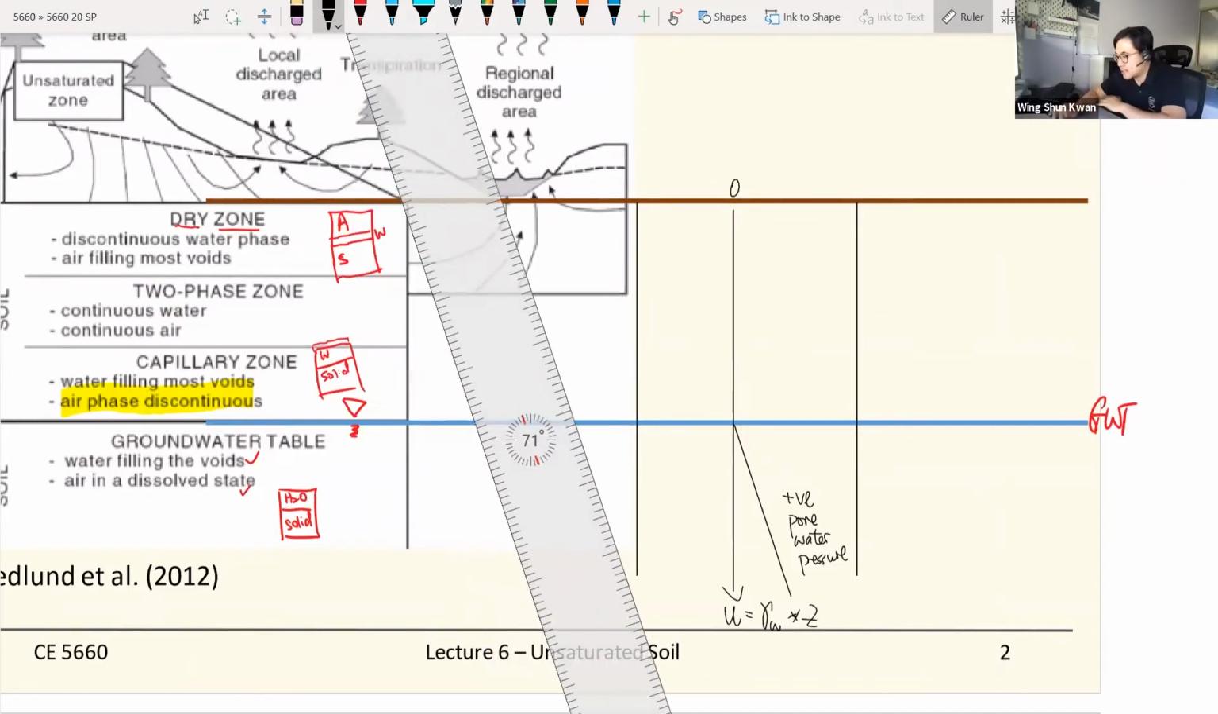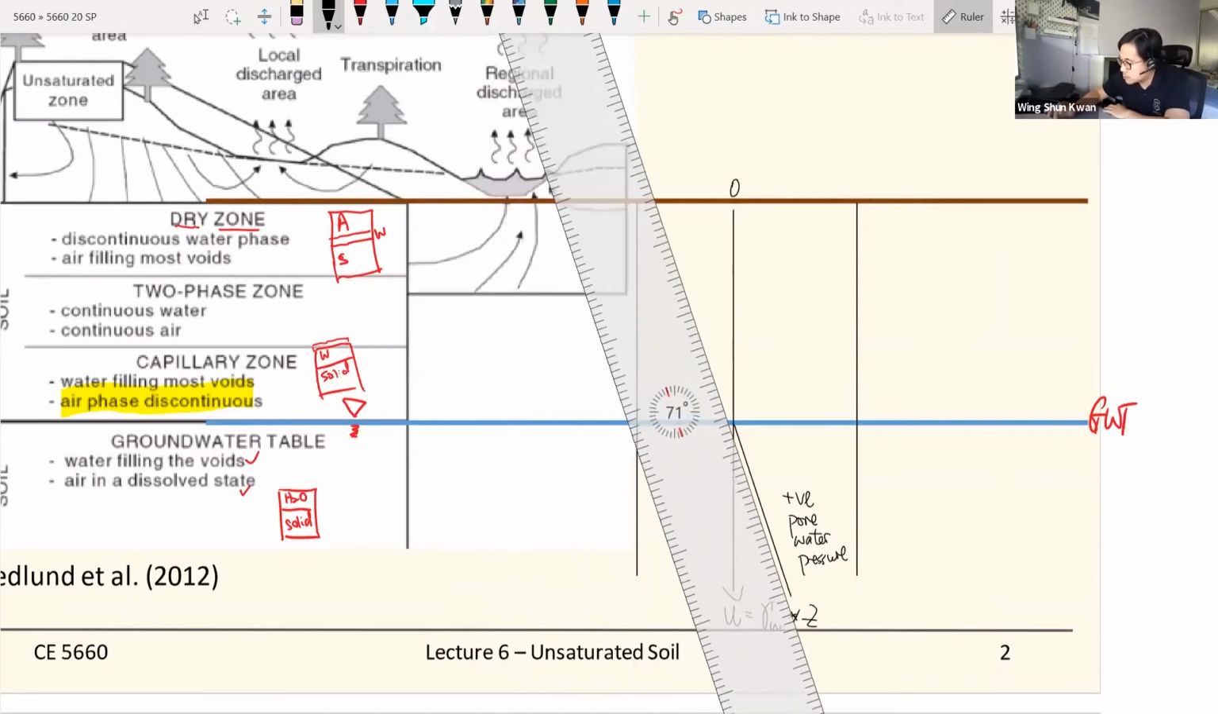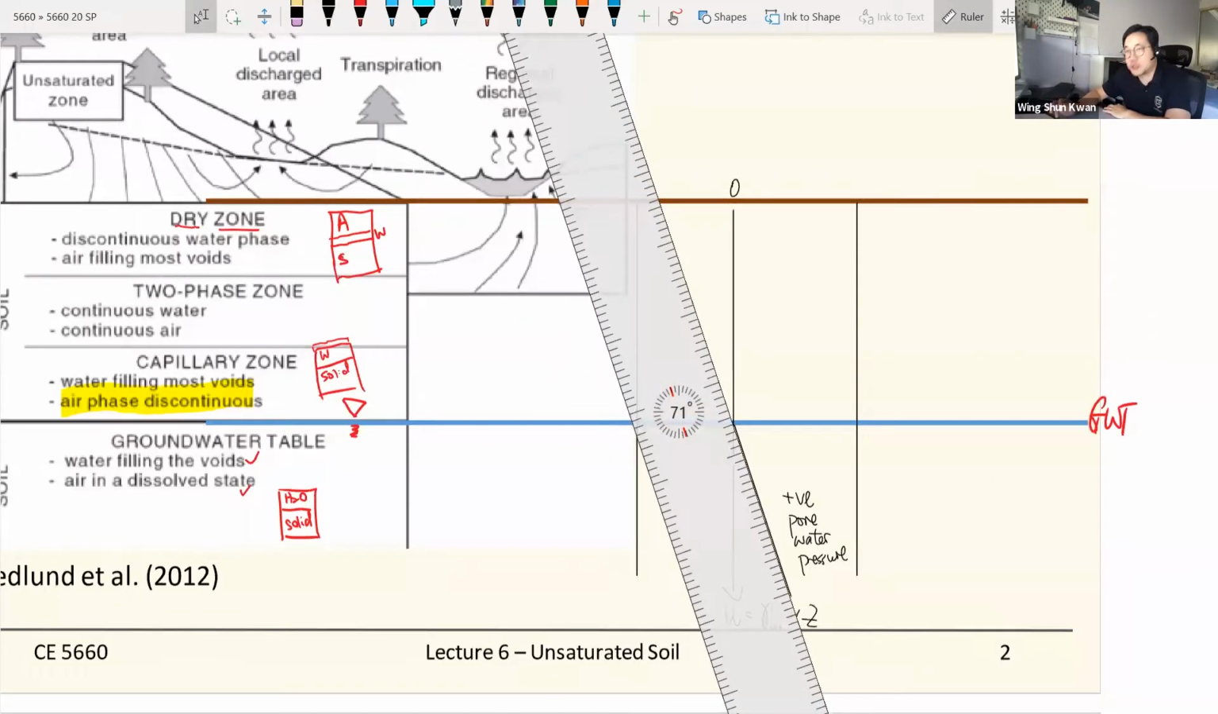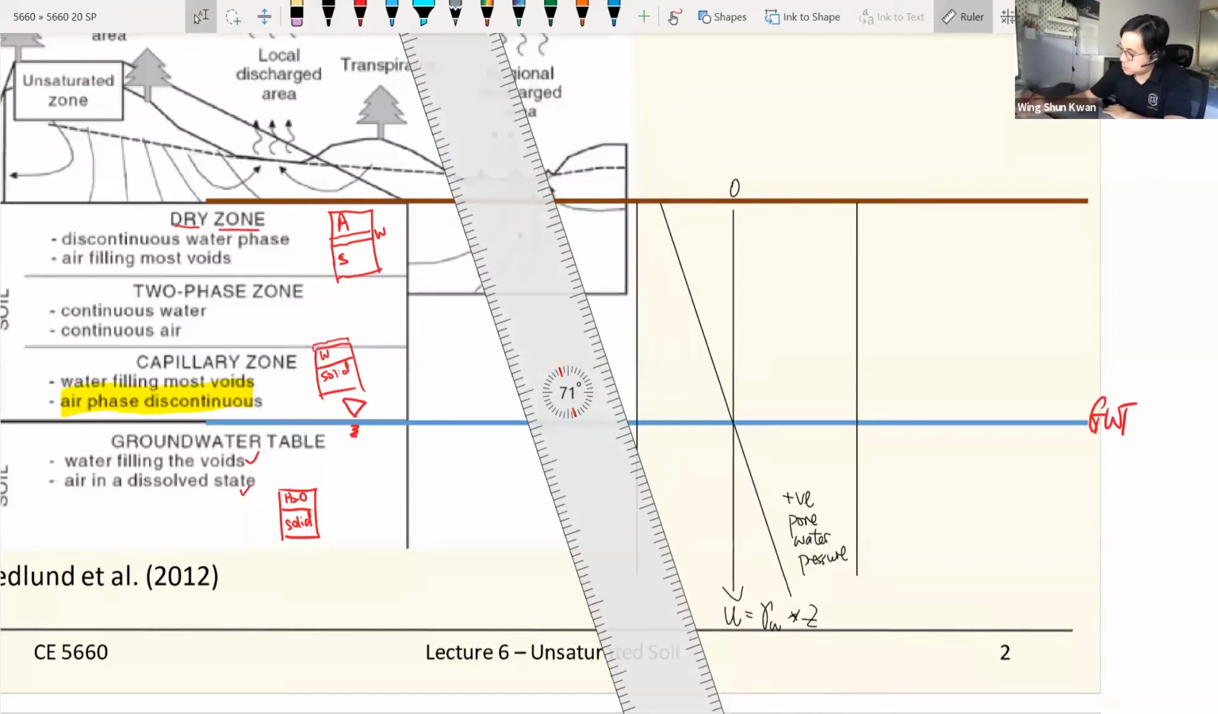And in fact, above the groundwater table, we assumed it was 0 at the undergrad level, but that's not true. For undergrad we make simple assumptions, but in fact, above the groundwater table, we have negative pore pressure.